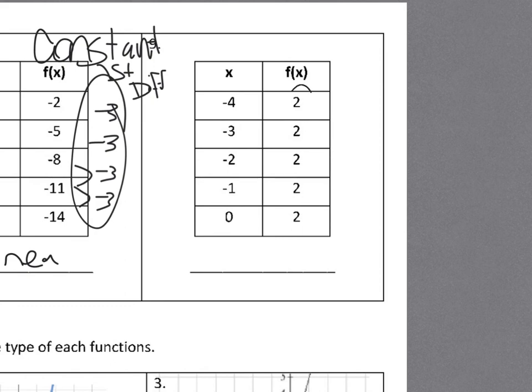Look at this one. All my y's are 2. Eventually you'll be able to look at that and say, oh, I know right off what that is. Some of you might know. Okay, so all my y's are 2.